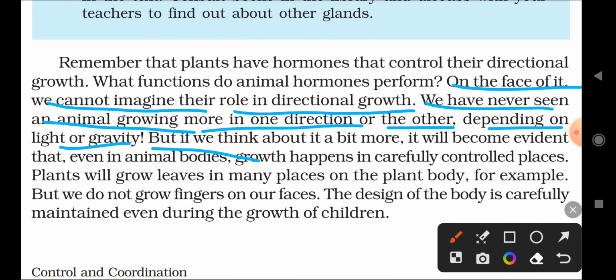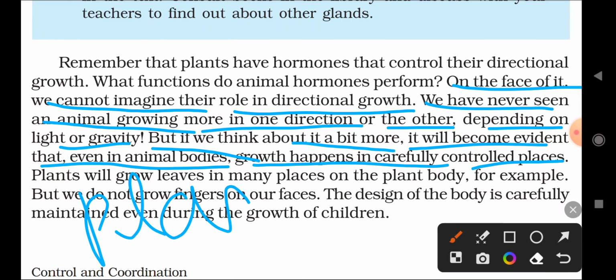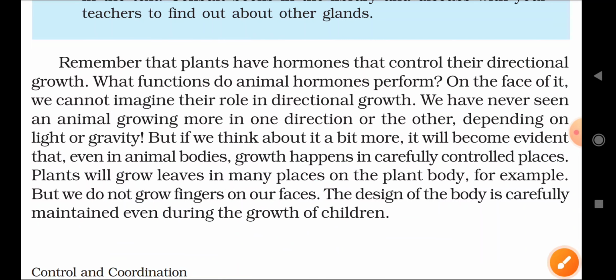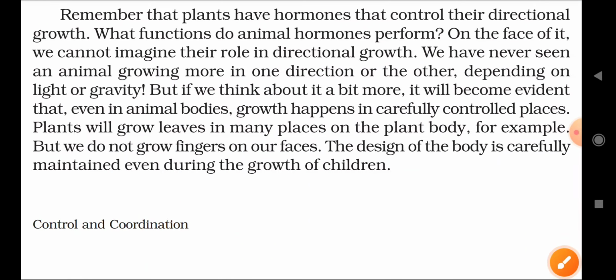But if you think about it more, it will become evident that even in animal bodies, growth happens in carefully controlled places. In the animal body, development takes place in a controlled manner, correct? But it is not directional growth. Plants have directional growth, but the animal body does not have directional growth; it develops in a controlled manner, right? And the development takes place carefully.